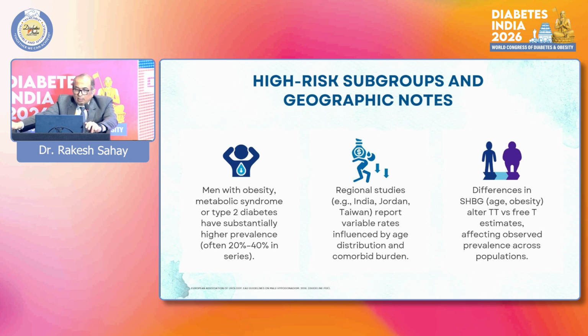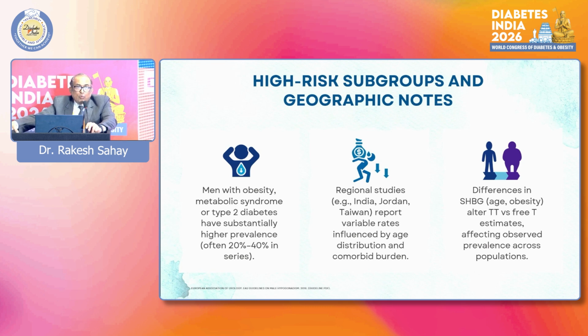Also, whether you're using total testosterone or free testosterone matters, as there are issues in measuring free testosterone. The type of assay used becomes very important, because chemiluminescence assays are not very good at measuring free testosterone, and you need equilibrium dialysis to separate the free testosterone from the bound testosterone.